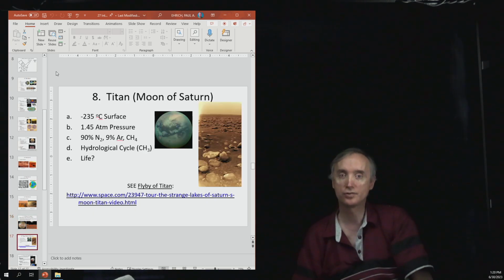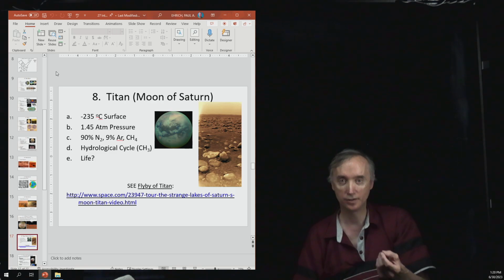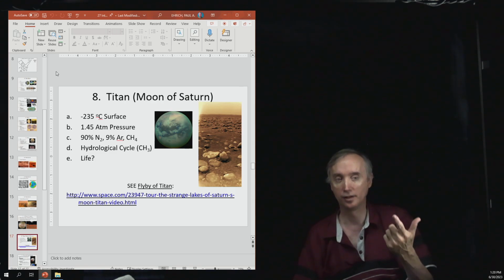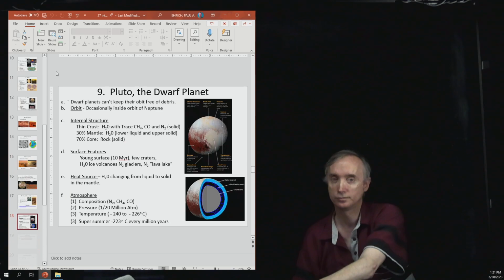Now let's go on out to Titan. The main thing I'm interested in on Titan is, what substance is on Titan that can be both a solid, a liquid, and a gas, and how can it make a hydrological cycle on Titan?